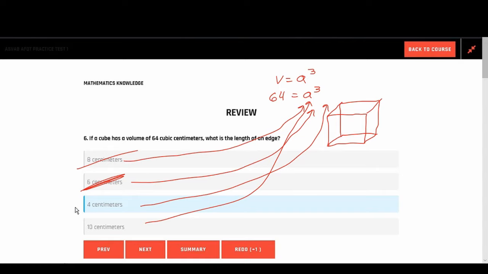Earlier in this practice test, I actually had to work out 4 cubed, and if we recall, that was 64. Okay, 10 cubed is 1,000, so we know that's not the correct answer choice. Therefore, we know one of the sides is going to be 4, and we're able to solve this problem pretty quickly.